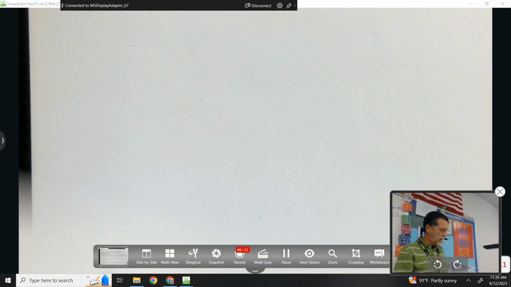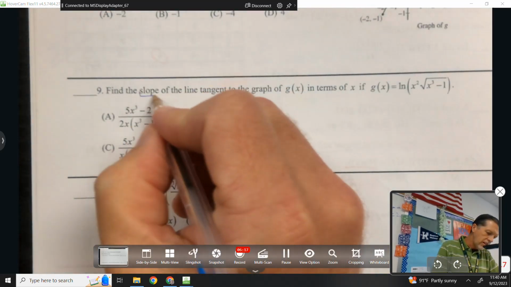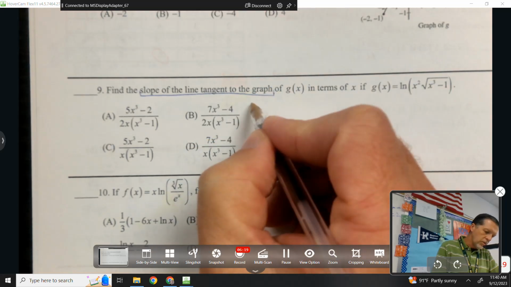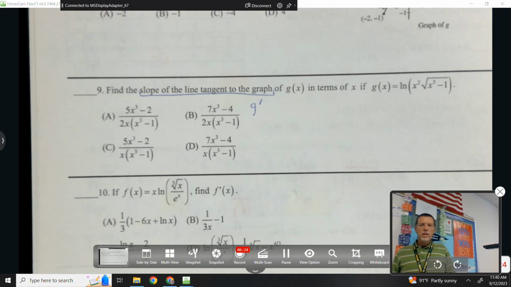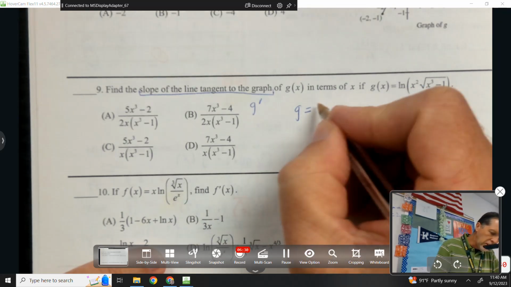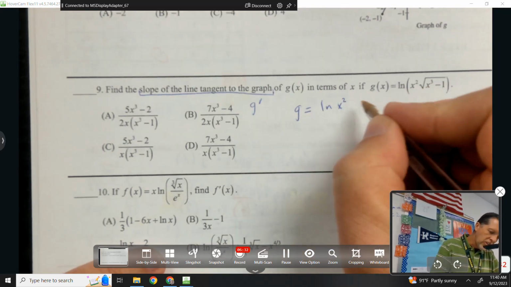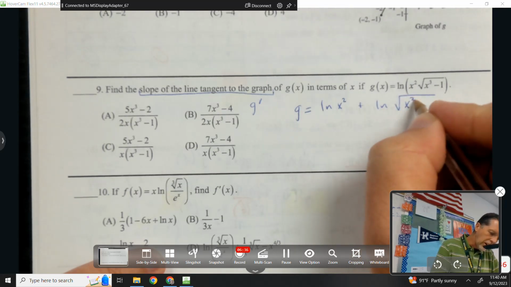Number 9. Find the slope of the line tangent to the graph. So that just means derivative. In terms of x, if g equals that terrible thing. So g equals, well, I'm going to do some algebra first. Natural log of x squared plus natural log of the square root of x cubed minus 1.